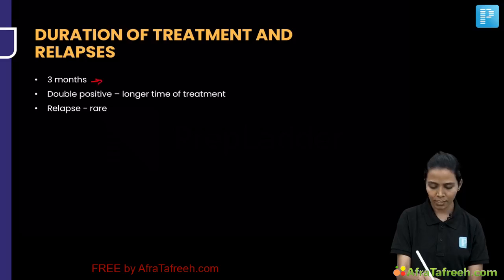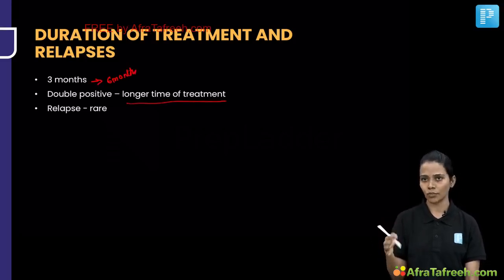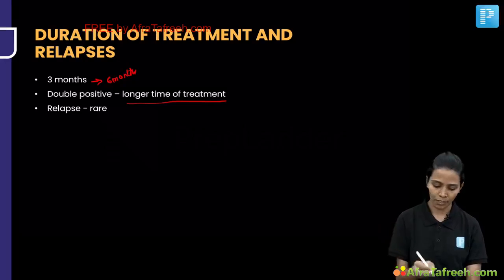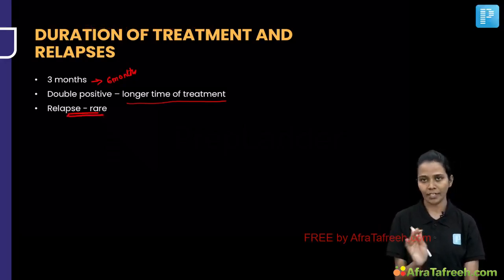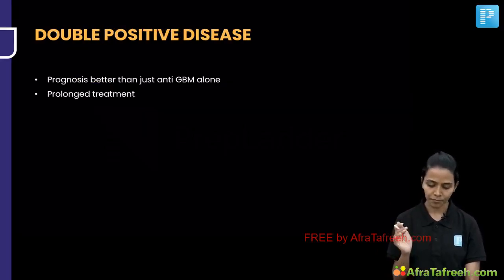Okay. Now duration of treatment and relapses. 3 months is the treatment for cyclophosphamide, 6 months of steroid. In double positive disease, it requires a longer time of treatment like vasculitis. So when coming to vasculitis, we will learn about it. Relapse is very rare. Okay, so we need not worry about relapse in anti GBM disease.